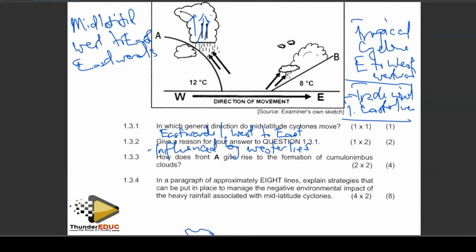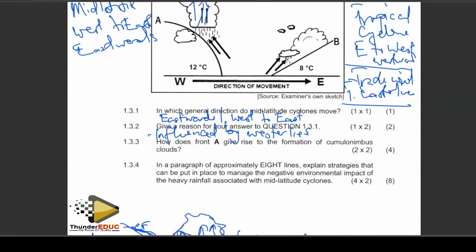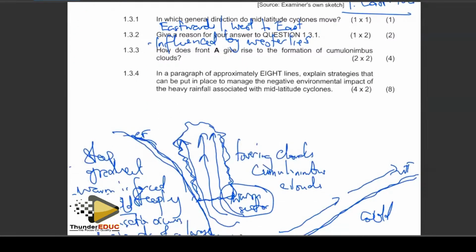Let's go to the last question. Last question is saying, in a paragraph of approximately 8 lines, explain the strategies that can be put in place to manage the negative environmental impact of the heavy rainfall associated with mid-latitude cyclone.